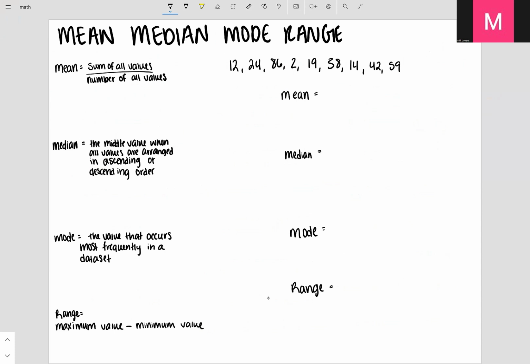So, starting with mean, we'll say 12 plus 24 plus 86 plus 2 plus 19 plus 38 plus 14 plus 42 plus 59 all over 1, 2, 3, 4, 5, 6, 7, 8, 9. 9 values, which equals 296 divided by 9.